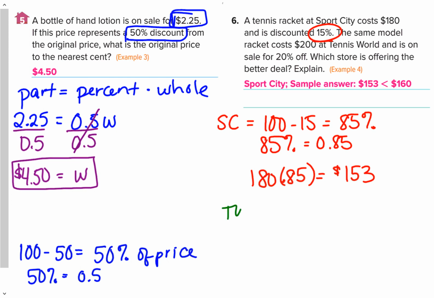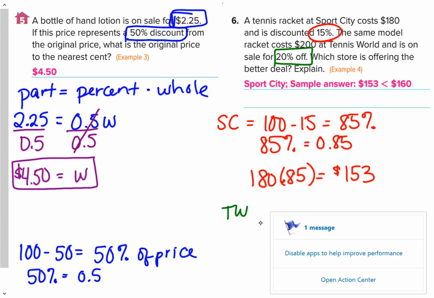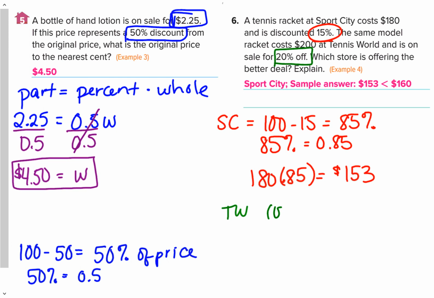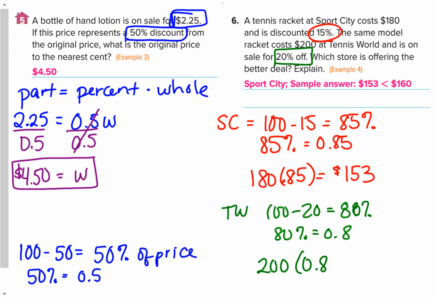At Tennis World, we paid 20% off. So 100 minus the 20 means we only paid 80%. Okay, and just remember 80% equals 0.8. So we're going to say our $200 times 80%. That's going to equal $160. So the same tennis racket costs $160 at Tennis World. So Sports City has a better deal because 153 is cheaper than 160.